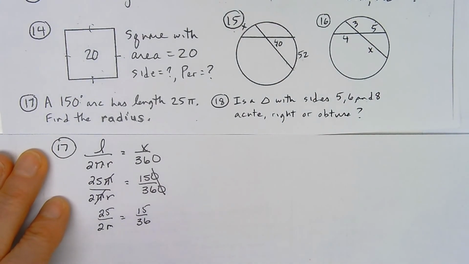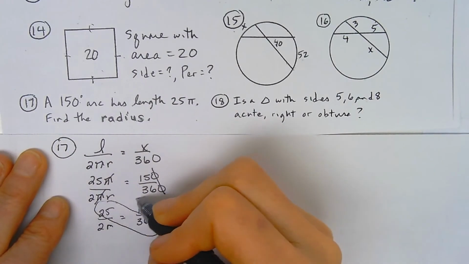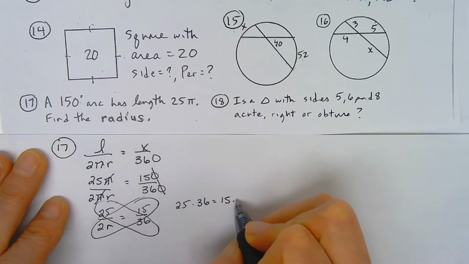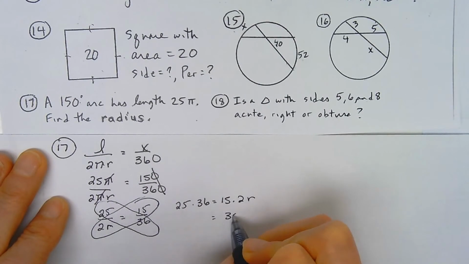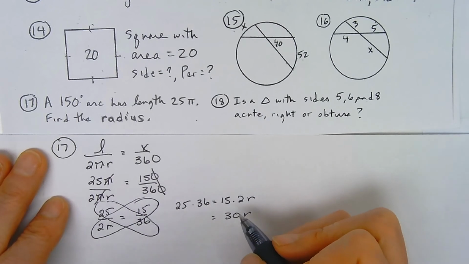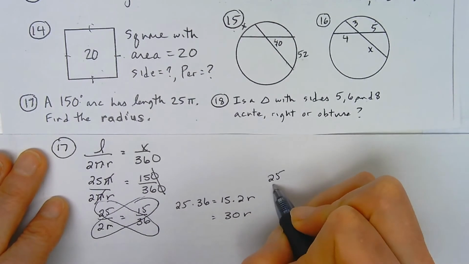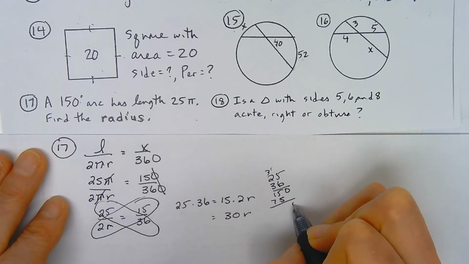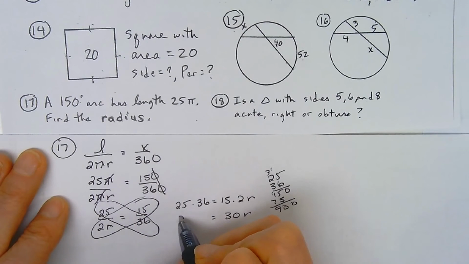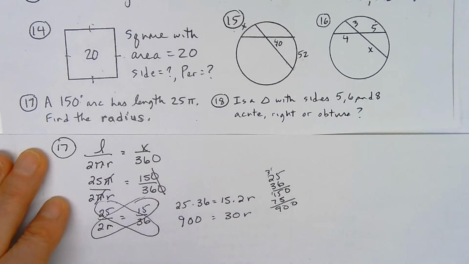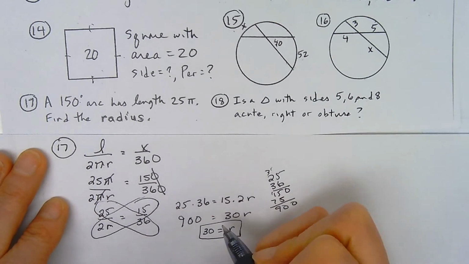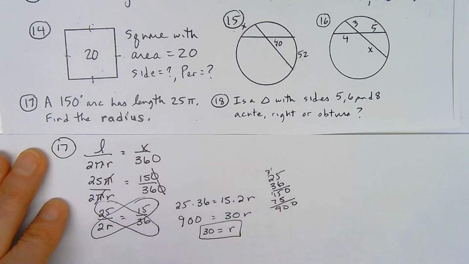I'm going to go ahead and cross multiply now and solve for r. So 25 times 36 equals 15 times 2r. That's 30r on the right, and now is a good time to get a calculator, but I'll go ahead and just do it the long way. 25 times 36, I get 900 for the left side. 900 equals 30r. Divide both sides by 30. R equals 30. And there's the radius. Using the proportion to find the arc length.